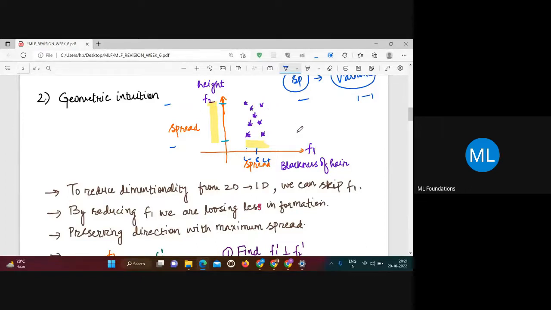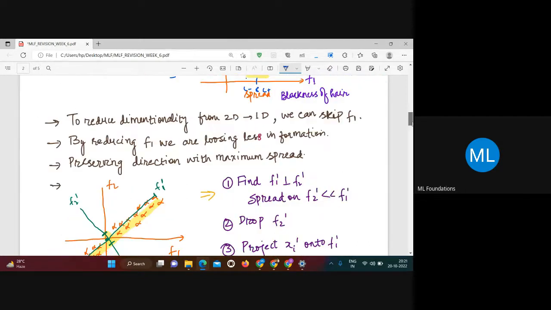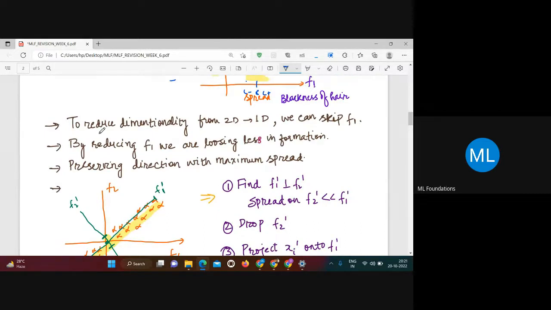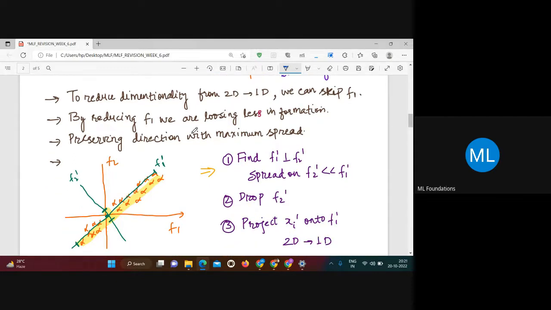Now we'll see a bit more complex data set, also in two dimensions, that we need to convert to one dimension. We would like to reduce the dimension from 2D to 1D. We just skipped F1. Why? Because the spreadness, or the variance, was very less in this F1 direction. By removing F1, we are losing less information, because in that data set, feature one was having almost a constant value every time. So that value is not helping the model to build a good model.